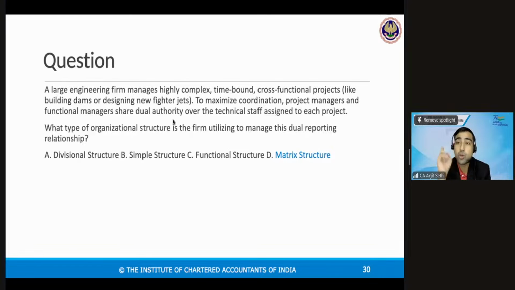Dual authority means दो बॉस होते हैं. एक functional boss होता है, एक divisional boss होता है. There will be a functional boss, there will be a divisional boss. So दो bosses को you report, two managers you report to, that's a matrix structure. And dual authority is a characteristic of matrix structure, my friend.